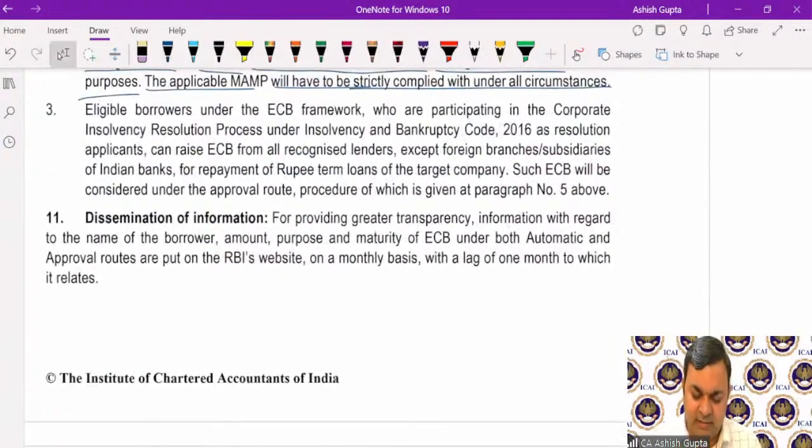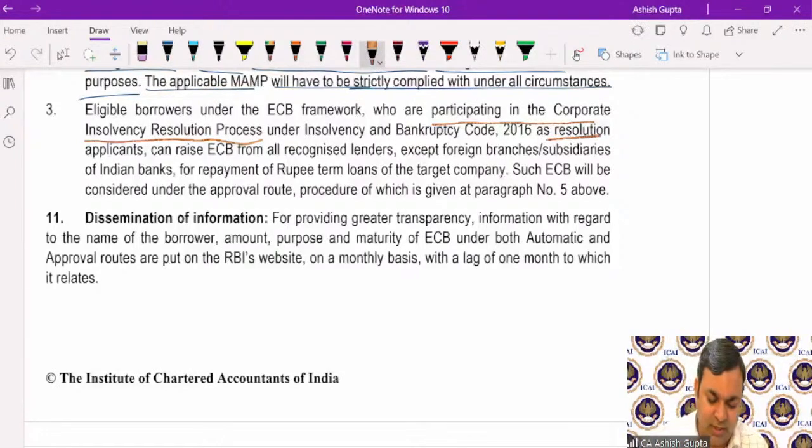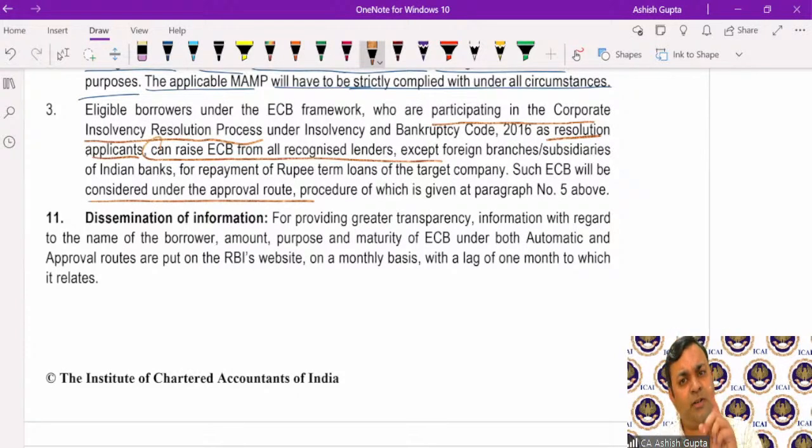An eligible borrower under the ECB framework who is participating in the CIRP under the IBC Code 2016 as a resolution applicant can raise ECB from all recognized lenders, except foreign branches and subsidiaries of Indian banks, for repayment of the rupee term loan of the target company. Such ECBs will be considered under the automatic route.